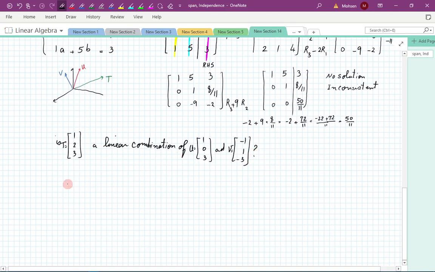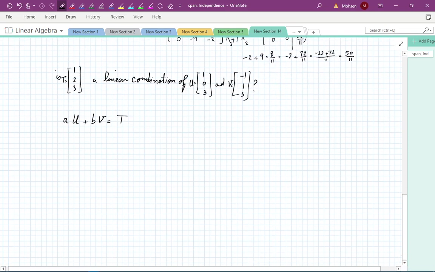So again, I investigate the following: a times u plus b times v, would that be equal to t? Is there any set of a and b that this linear combination is going to recreate that t for me? That's what we are after. Well, let's actually go ahead and do it. So a times 1, 0, 3 plus b times minus 1, 1, minus 3 is supposed to be my target.